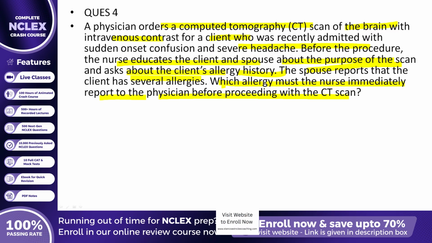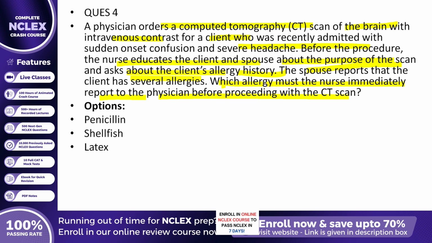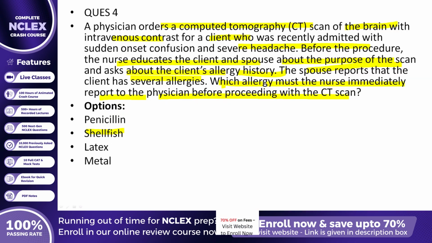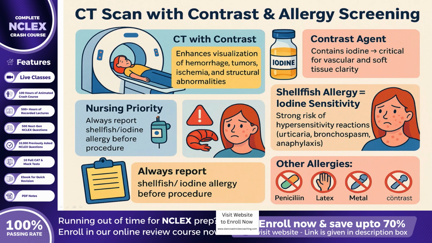The options are option 1, penicillin, option 2, shellfish, option 3, latex, and option 4, metal. The correct answer is option 2, shellfish. Now let us break this down in detail. A CT scan with contrast is often ordered to detect hemorrhage, tumors, ischemia, or other intracranial abnormalities. The contrast dye usually contains iodine, which makes the vascular and soft tissue structures more visible.